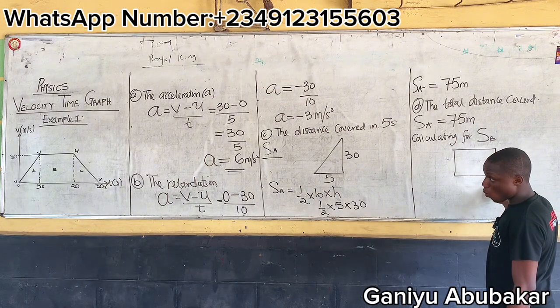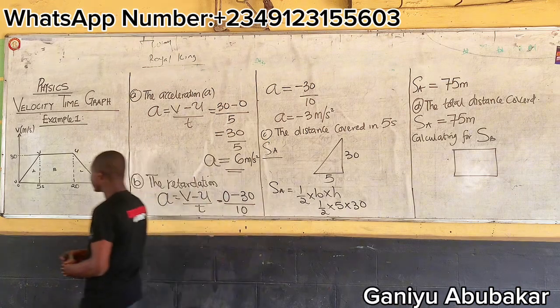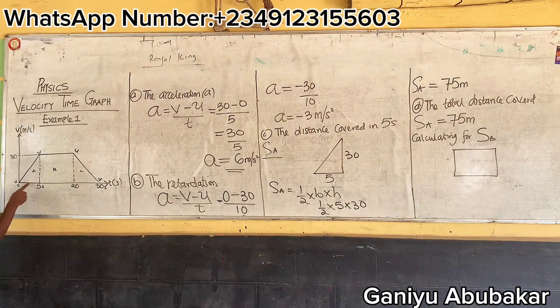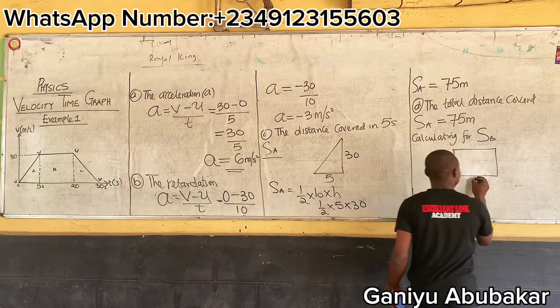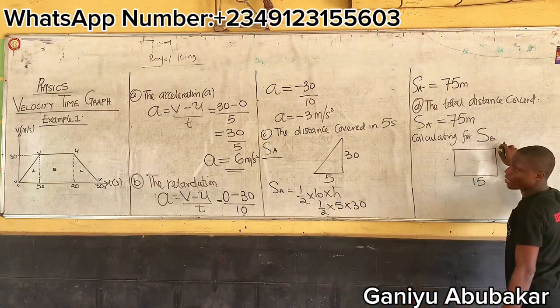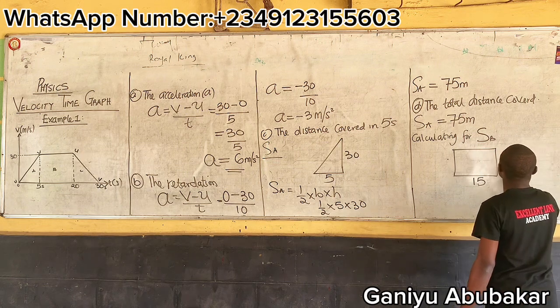No, this is the time now. This place down here is the time. So what will the time be here? 20 minus 5 is 15. So I have 15 here. What will be the height here? 30. So what will be the area?